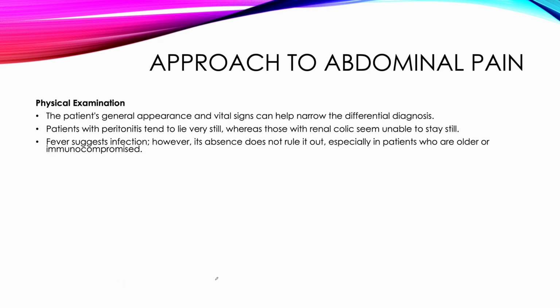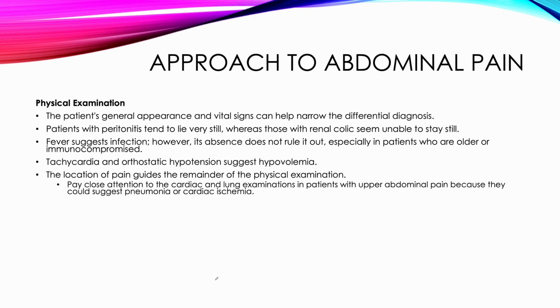Fever, of course, we're looking for that. It suggests an infection, although if a patient doesn't have a fever, it doesn't mean they don't have an infection. Those that are older and immunocompromised tend to mount a less obvious response to these types of infections. We're looking for things like tachycardia and orthostatic hypotension to suggest hypovolemia.